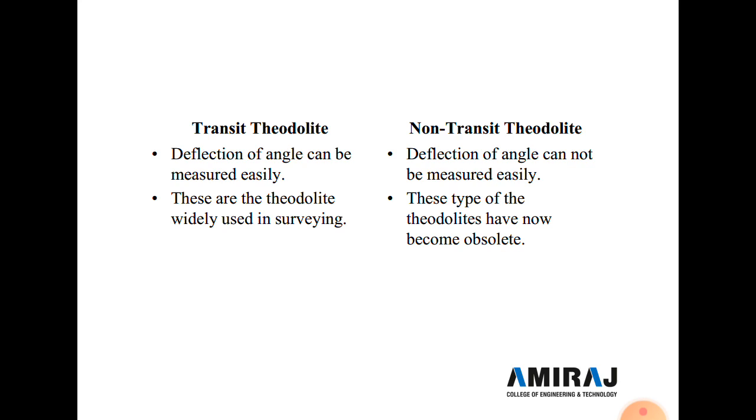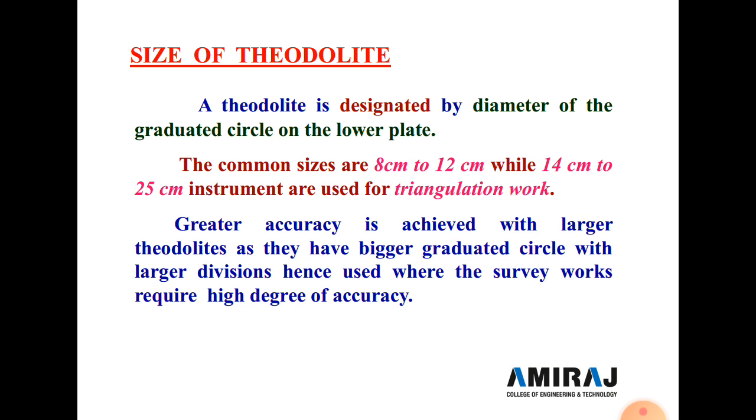Next, in a transit theodolite, the deflection of an angle is measured easily, and in a non-transit theodolite, the deflection of an angle cannot be measured easily. The transit theodolite is widely used in surveying, and this type, the non-transit theodolite, is not generally in use. So these are the main disadvantages of the non-transit theodolite.